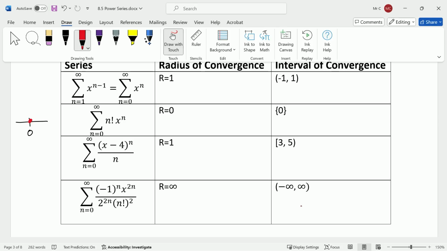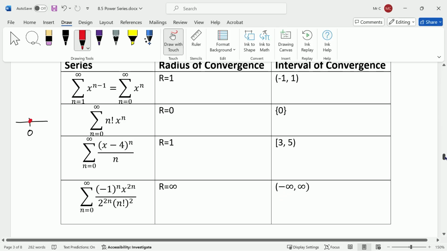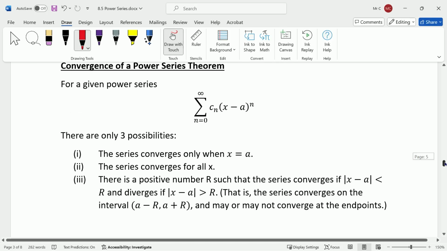So the key thing that I want you to understand is that this really covers all of the situations. You can have intervals where both ends are open or both ends are closed. You can have intervals where one is open and one is closed. You can have intervals that are only convergent at a single point. Or you can have intervals from negative infinity to infinity. And so we summarize this in the following theorem.